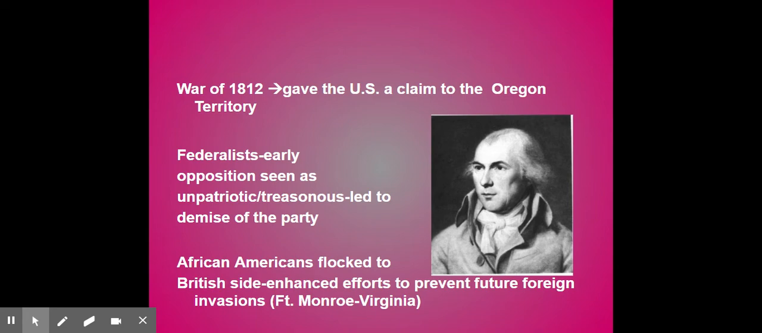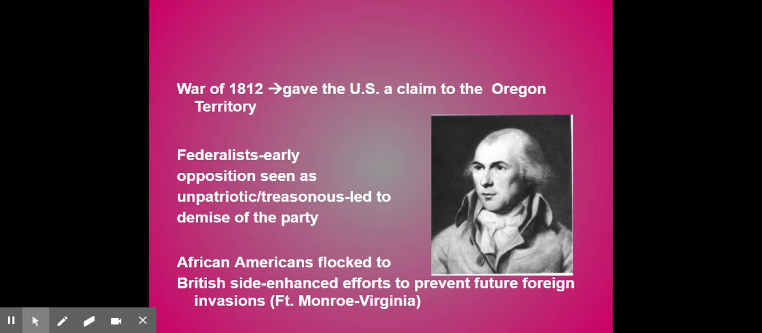Okay, so instead of looking at how we're treating African Americans and maybe beginning to do something about that, our reaction is we're going to build these forts and prevent future foreign invasions because we don't want the African Americans leaving and fighting for them. Okay. Now, there's also some economic impact. And to be honest with you, we're going to talk more about this after we get back from Thanksgiving break and as we get closer to the American Civil War.